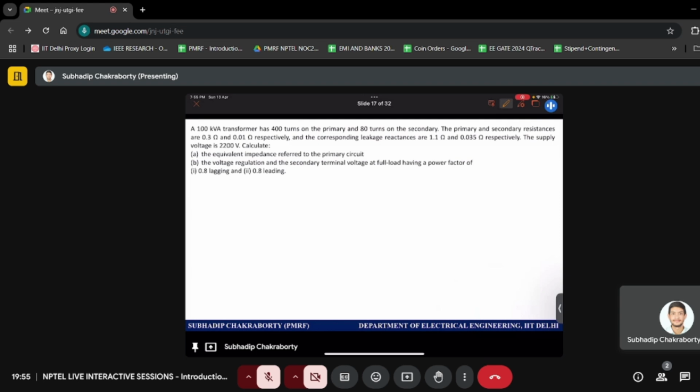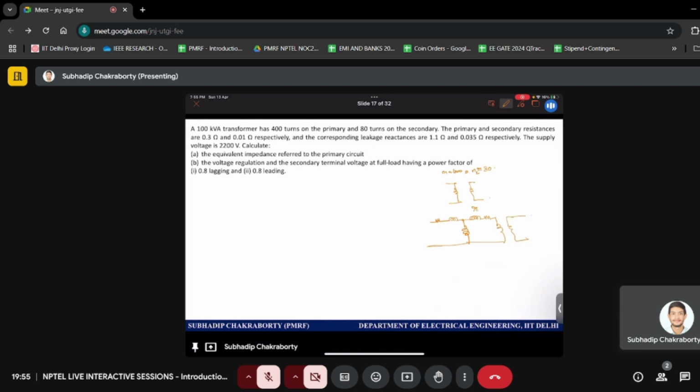So I hope you have tried the problem, and if you are able to solve the problem, then it is very good. So what is given is that we have the transformer which has 400 turns on the primary side and 80 turns on the secondary side. And they have given you the primary resistances. And then you have the coupling branch. This is the equivalent circuit of the transformer, right?